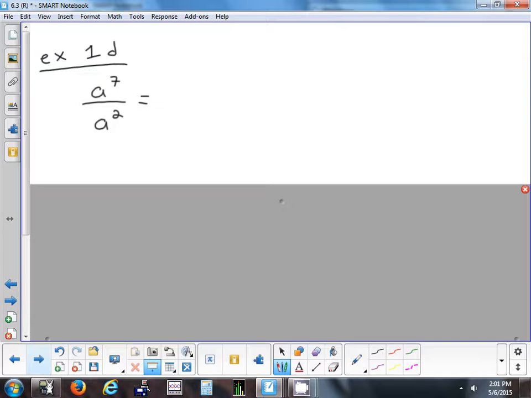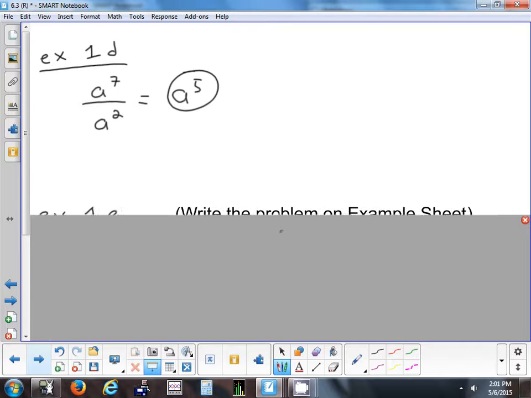Anyone think you can tell me the answer, Marcus? 8 to the 5th. Should it be in the top or the bottom? Top, right? Bigger numbers in the top. So it's just 8 to the 5th.